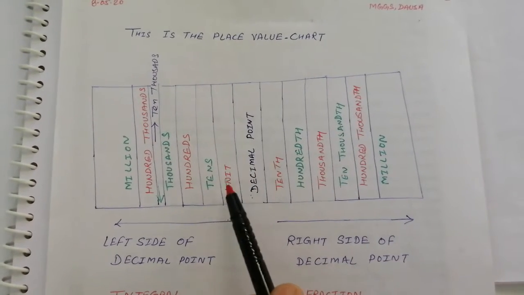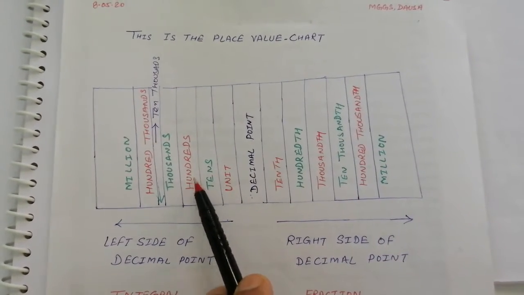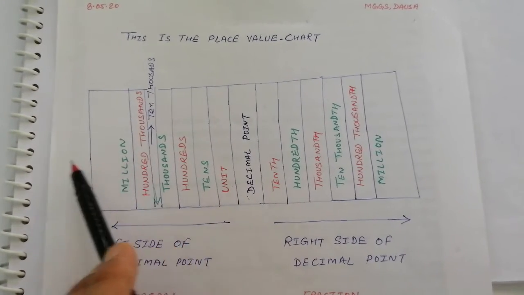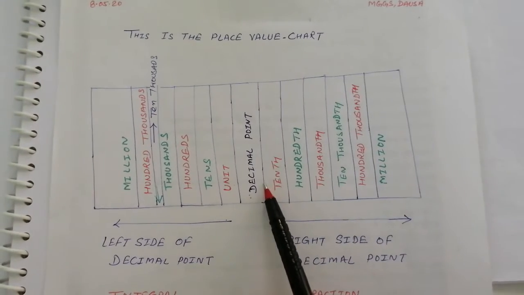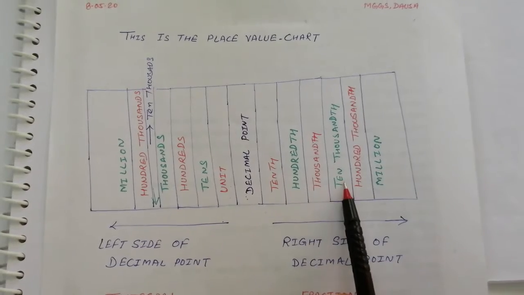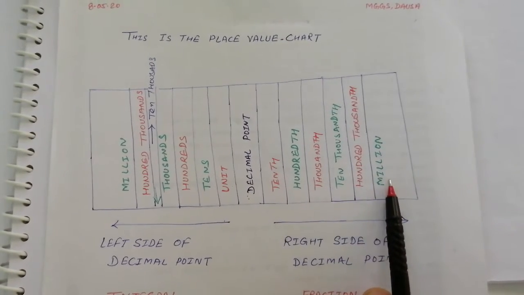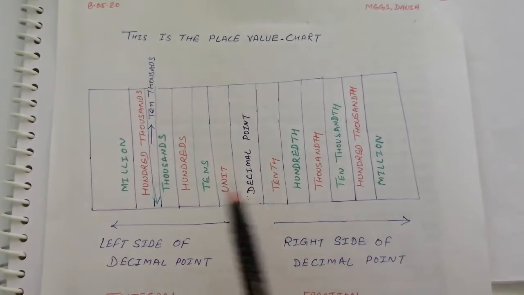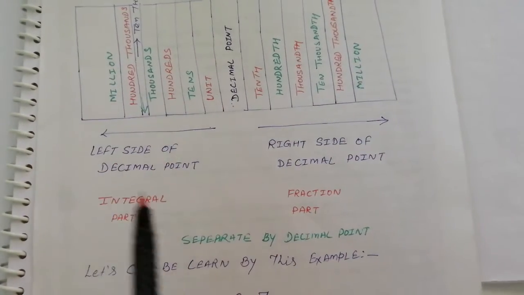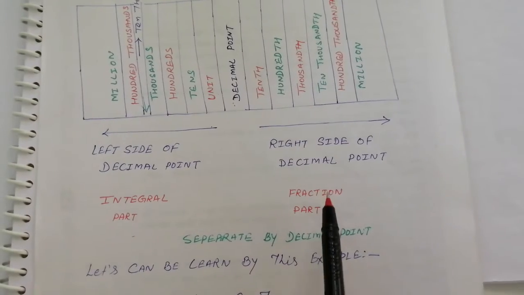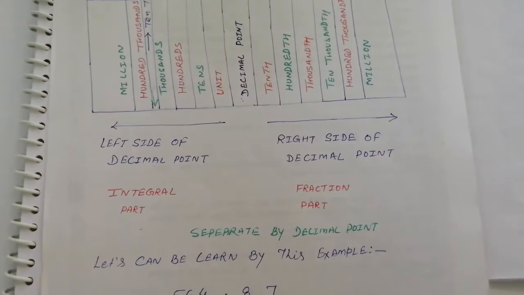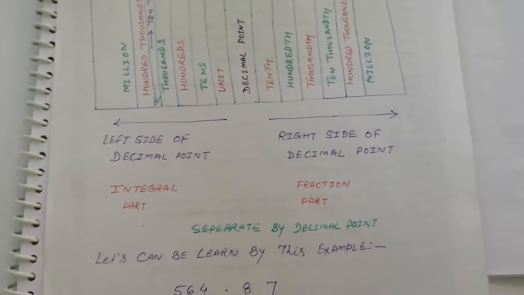On the left side, start with units, tens, hundreds, thousands, 10,000s, 100,000s, and millions, and so on. On the right side of the decimal, tenths, hundredths, thousandths, and so on. What can we show with this chart? The left side is the integral part and the right side is the fraction part, separated by the decimal point.